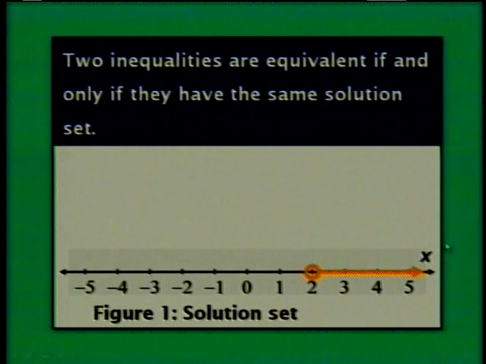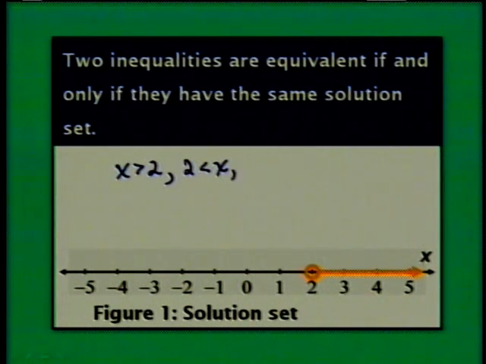Now, I see that we have an x number line, so when I state my inequalities, I want to make sure that I use the letter x. Since x lies to the right of 2, one inequality that has this as its solution set is the inequality x is greater than 2. Well, if x lies to the right of 2, it's also true that 2 lies to the left of x. So another inequality that has this as its solution set is the inequality 2 is less than x.